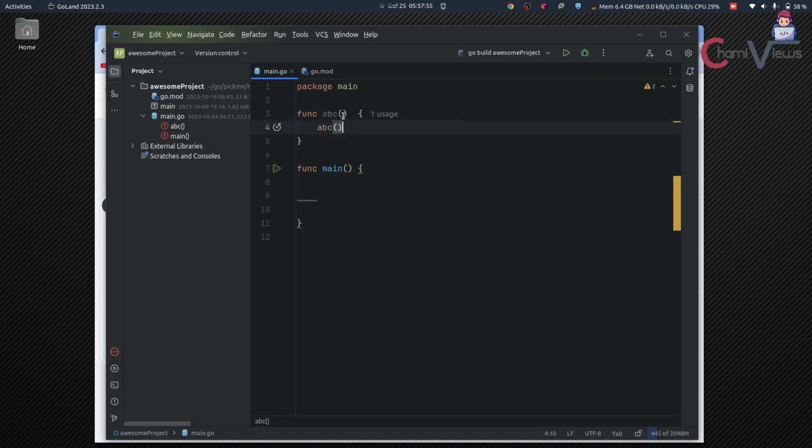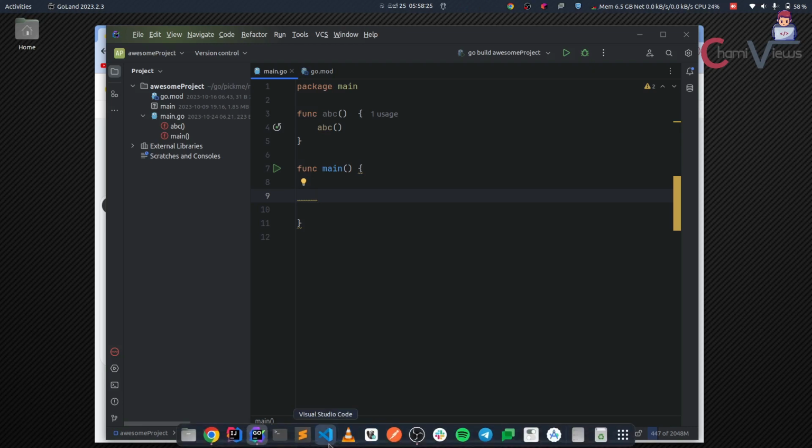Here, if we come to the ABC function, it calls the ABC function again. It will recursively call again and again. We can resolve many problems using recursion. For demo purposes, I will give some examples.